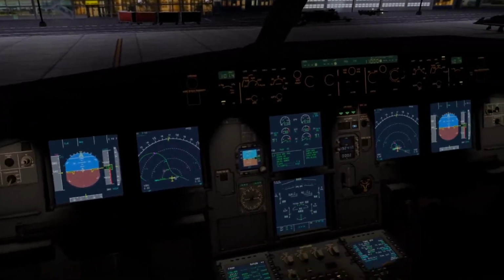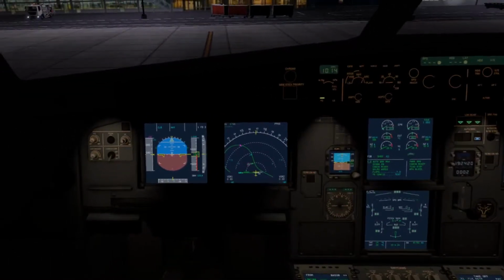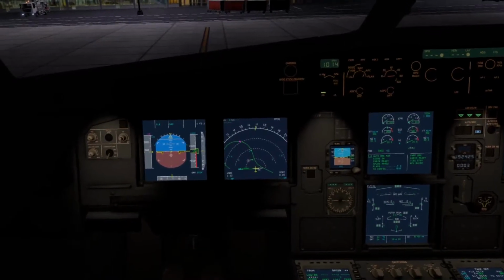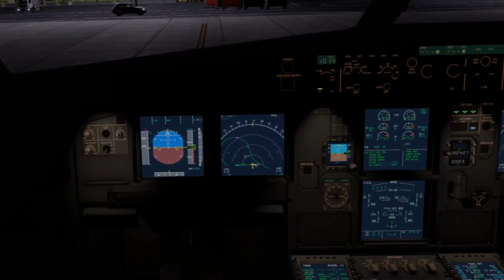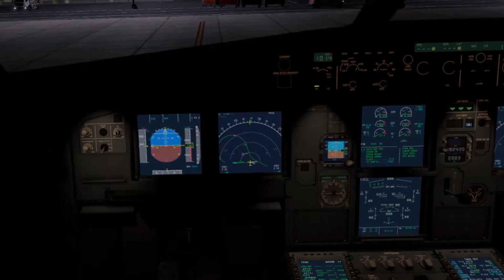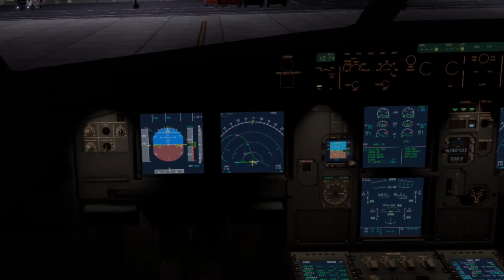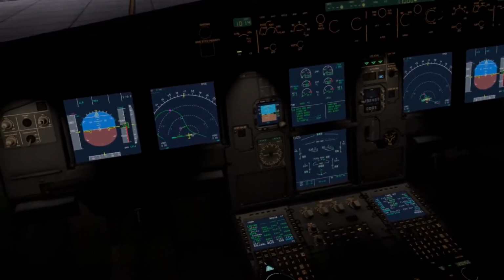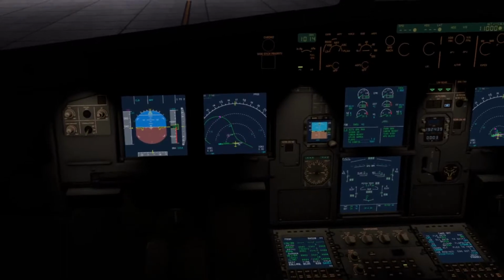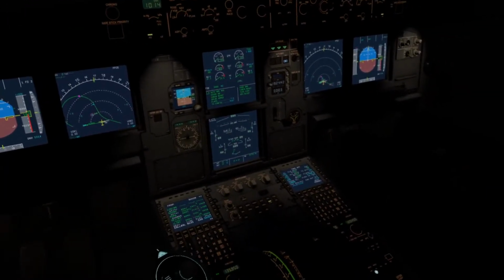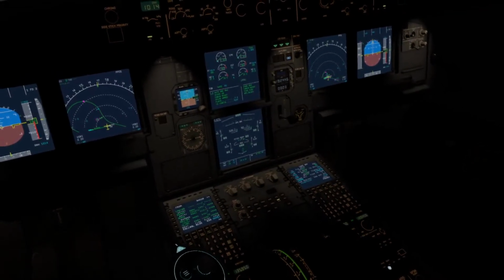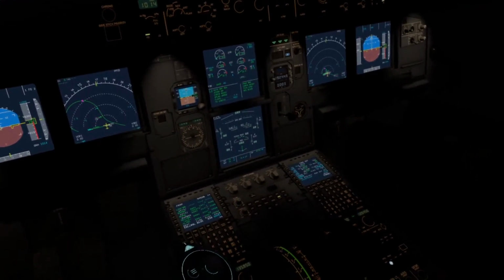Flight control check. Move side stick. Full up. Full down. Neutral. Full left. Full right. Neutral. Rudder now. Full left. Full right. Neutral. Flight control check completed.